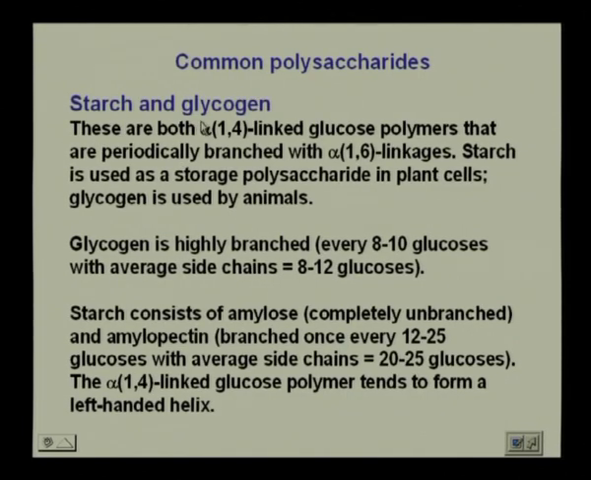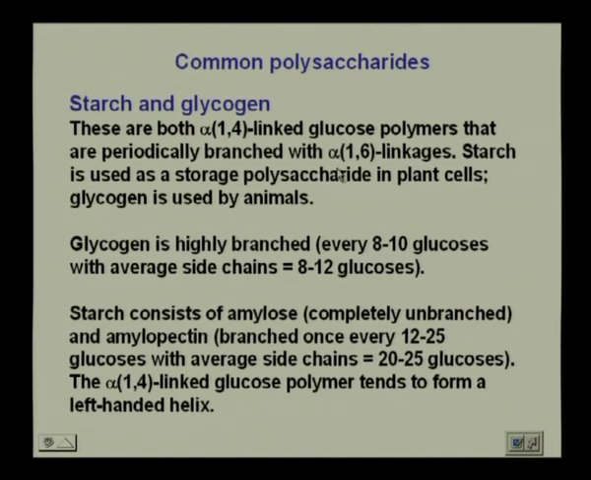Starch. Starch and glycogen are both alpha 1,4 linked glucose polymers. You now know what that means. Alpha 1,4 linked glucose polymers. So, it is glucose, alpha 1,4 and another glucose that are periodically branched with alpha 1,6 linkages. So, you have alpha 1,4, you can also have alpha 1,6 that is going to basically make it a branched homopolysaccharide, right, because you have the same monosaccharide unit.